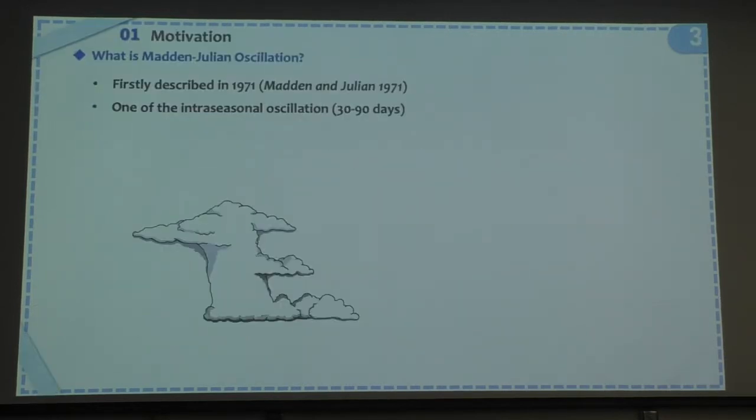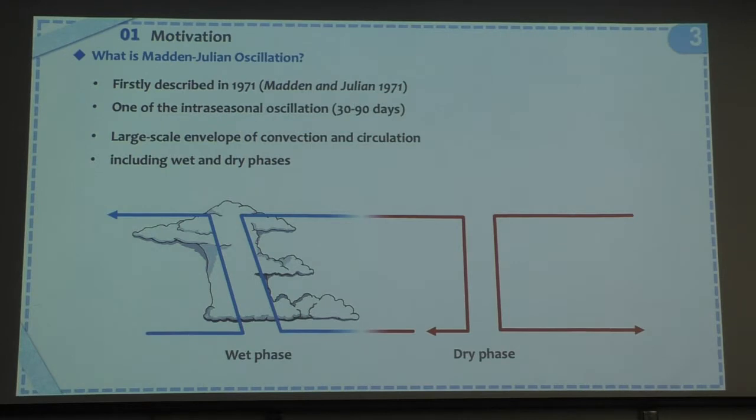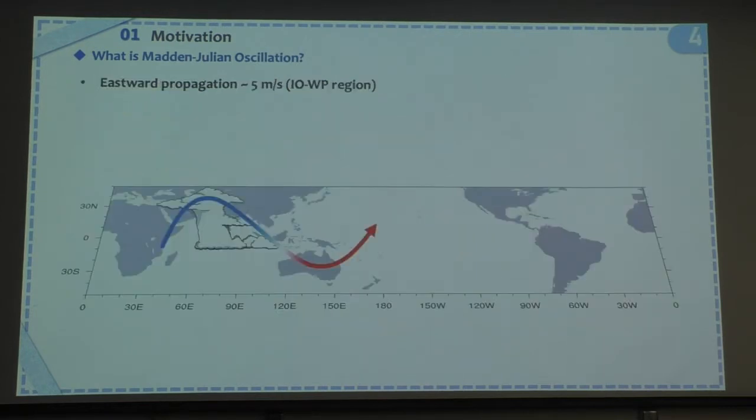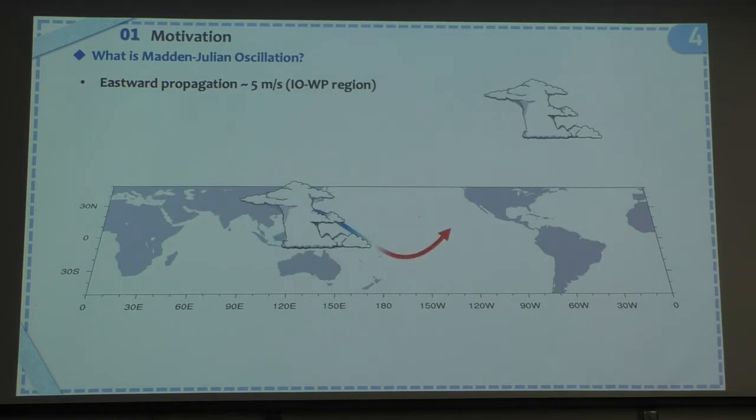Firstly, I need to explain what the MJO is. The MJO was first described in 1971. It's one of the intraseasonal oscillations. The MJO can induce large-scale circulation and precipitation, convection, including the wet and the dry phases. In the wet phases, they will induce precipitation, moisture, and convection anomalies. In the dry phases, there is the suppressed phase. The MJO can propagate eastward from the Indian Ocean to the Western Pacific region.